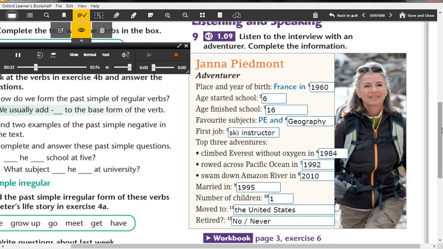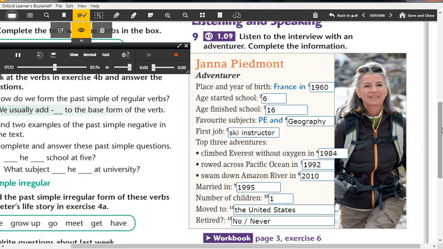When did you start school? I started school when I was 6. And did you like school? Not much. I always wanted to be outside. I left school when I was 16, as soon as possible. Did you have any favorite subjects? PE and geography. I was good at sports and I liked learning about the world, but I hated exams. When you left school, what did you do? I worked as a ski instructor in the winter, then I traveled in the summer.